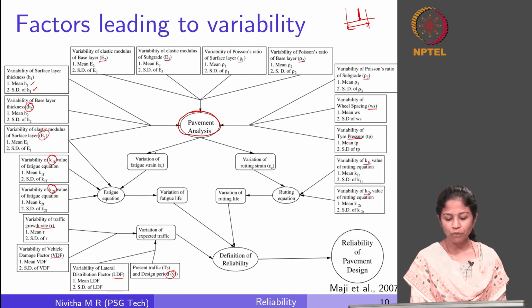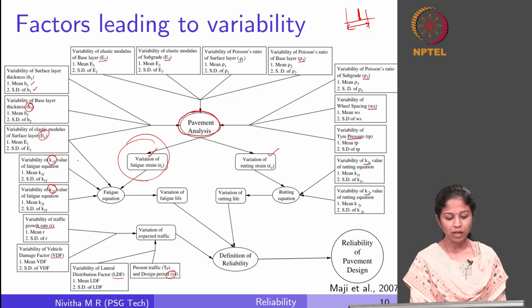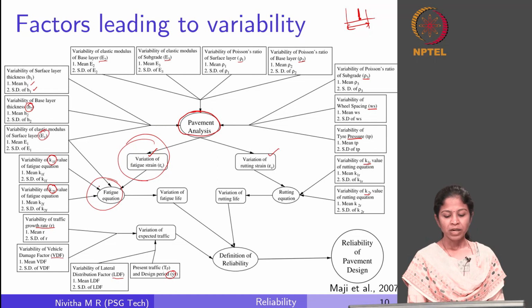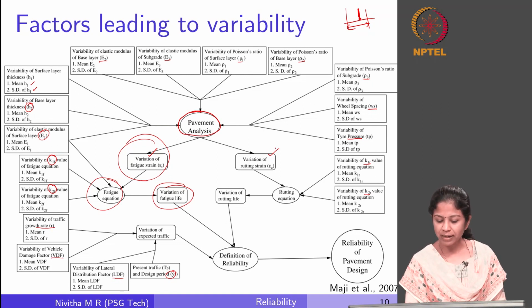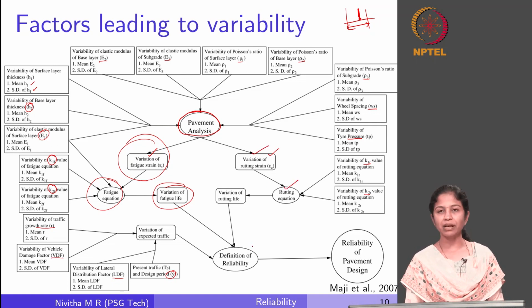Now, considering all this variability, if I input it in pavement analysis, there is going to be variation in fatigue strain, variation in rutting strain. So, this epsilon value along with the modulus and the constants, it is going to influence my fatigue equation and therefore, my fatigue life is going to vary. Similarly, all these parameters along with the variation in strain is going to influence my rutting equation. So, I am going to have a variation in rutting life.